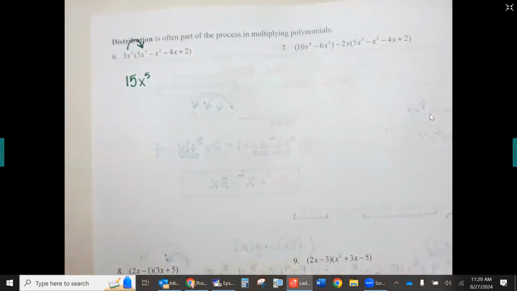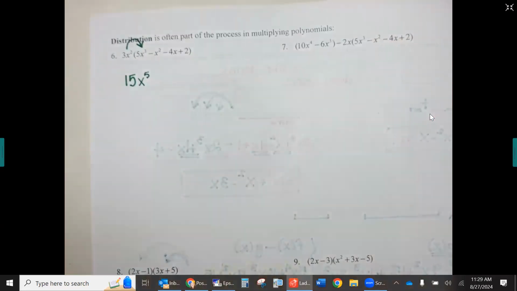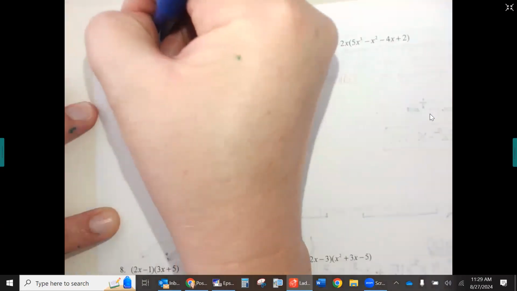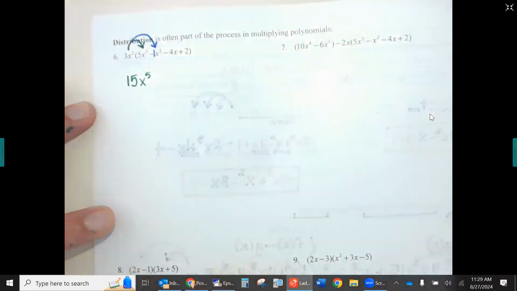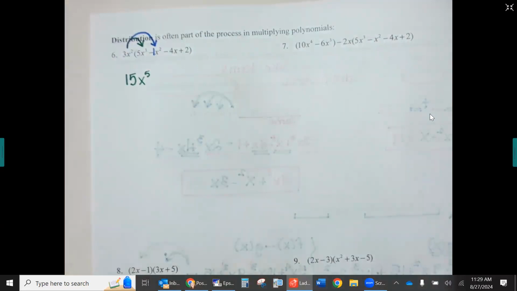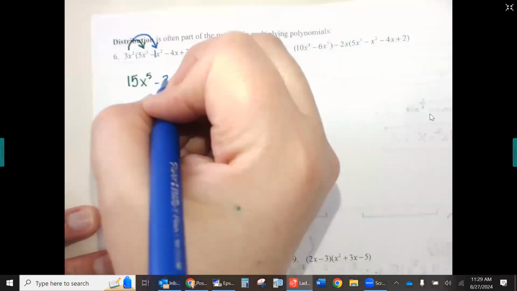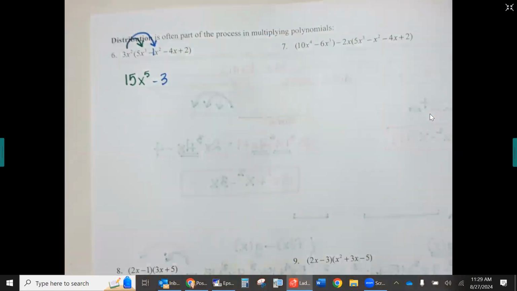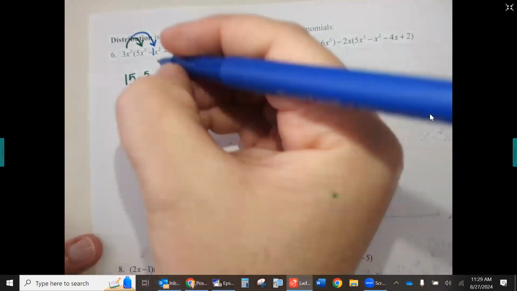Okay, next term. Still a 3x squared times a negative x squared. There's a 1 in front, remember. So what is 3 times negative 1? Negative 3. And then I already had x2 and another x2 makes x4. Very good.